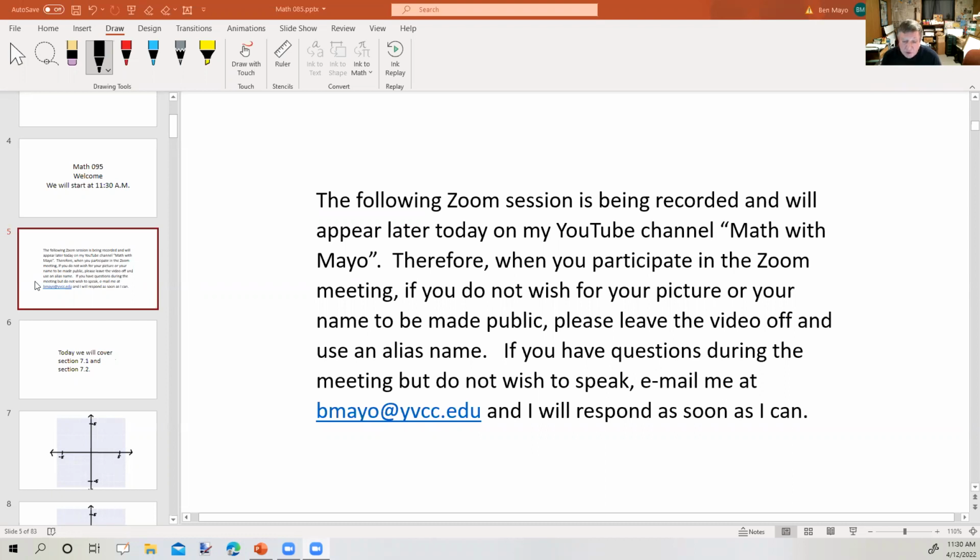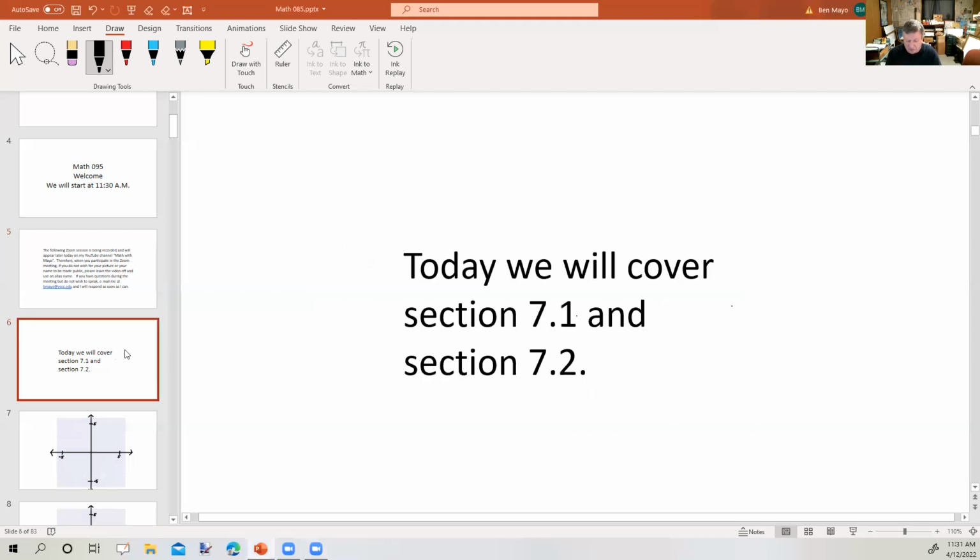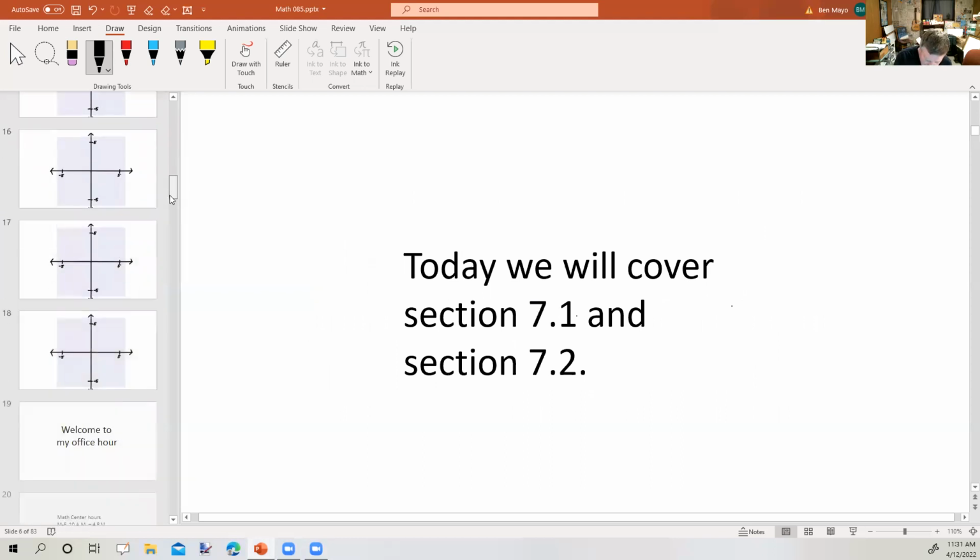Well, I've got good news or bad news, depending. I haven't looked at your test scores yet, but if you mastered factoring, then I've got good news. If you didn't master factoring, I've got bad news. The news is this: we're going to continue to be using factoring as we go on into Chapter 7. We're going to take a look at Section 7.1 and Section 7.2 today. So let's go ahead and get started.